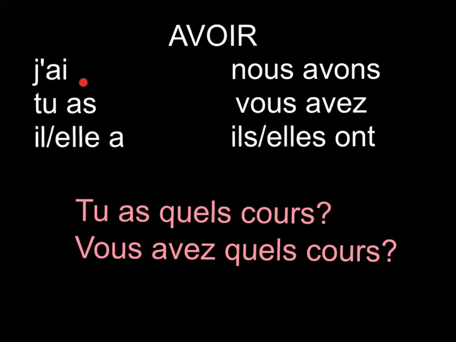So we have j'ai, tu as, il a, elle a, nous avons, vous avez, ils ont, elles ont. Okay. Now we have a couple of questions here. We have tu as, you have, tu as quel cours? You have what classes? Okay, so what classes do you have?